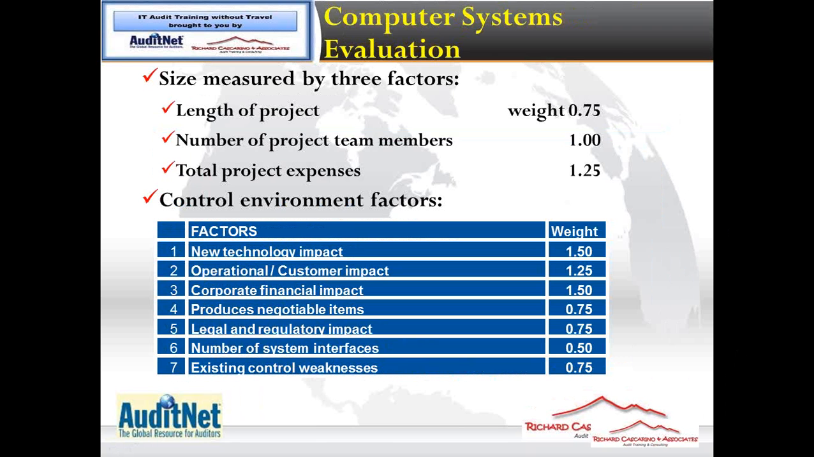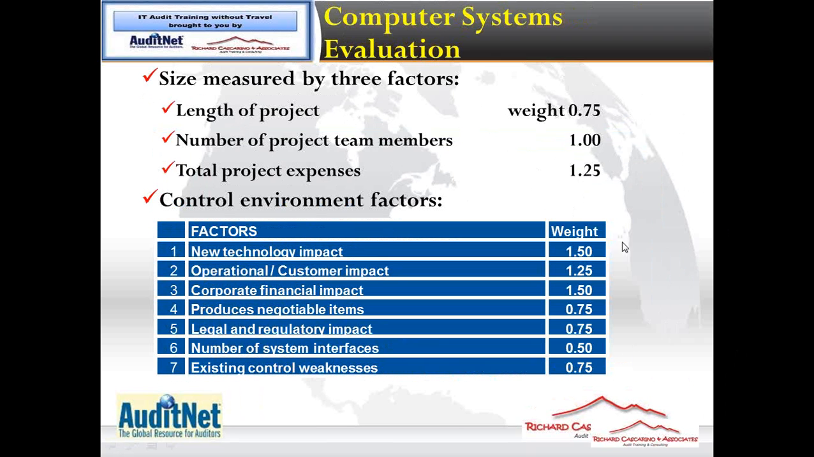If we look at computer systems, these are typical computer systems factors. Size, normally measured by the length of the project, number of people involved, total project expenses, and that's the normal weighting. How expensive is this computer project going to be? That's a high risk. How big is it? And how long is it going to take?